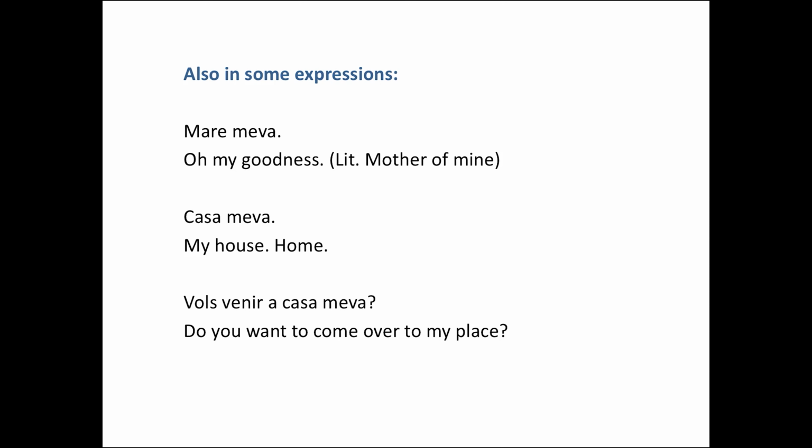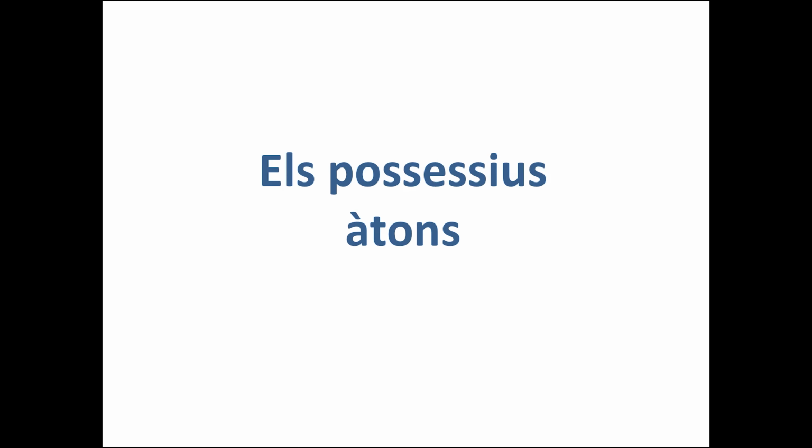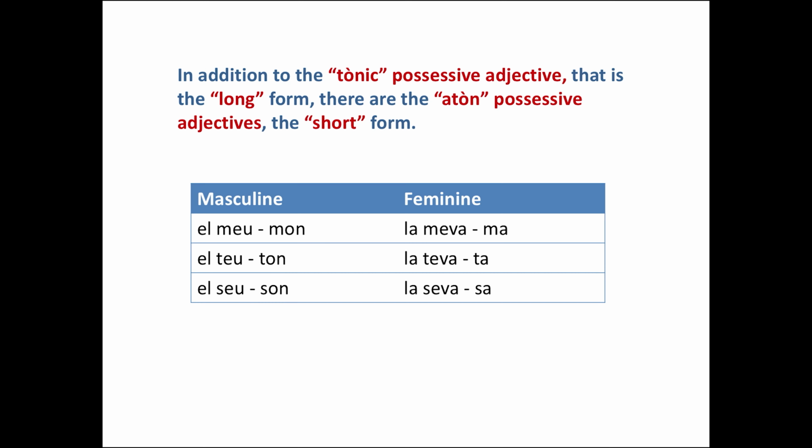Also in some expressions: mare meva, casa meva, vols venir a casa meva? Els possessius àtons. In addition to the tonic possessive adjectives, that is, the long form, there are the atonic possessive adjectives, the short form. Instead of el meu, use mon.